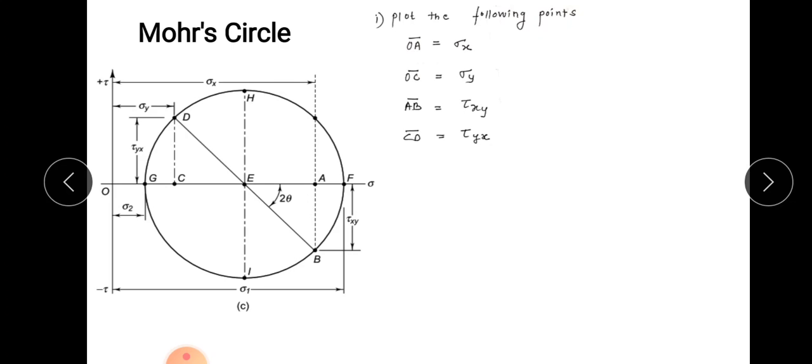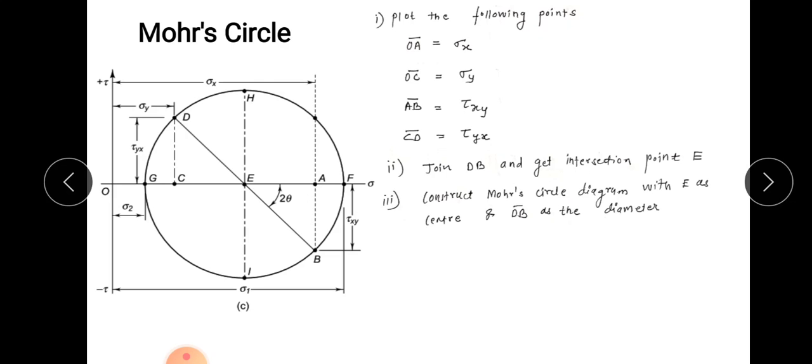CD bar represents tau yx, right? Now you can join the line D and B. Whenever you join the line D and B, you get an intersection point with the x-axis, which you can locate as E, right? So now you can construct the Mohr circle diagram with E as the center and DB bar as the diameter, and you will get a circle which is called the Mohr circle.